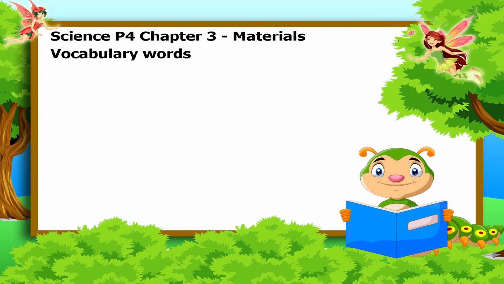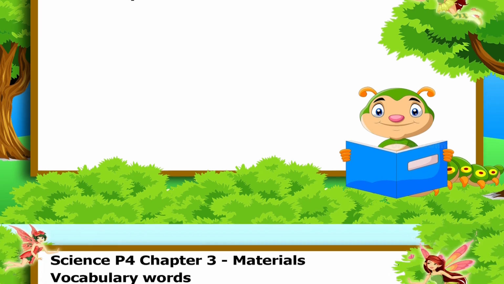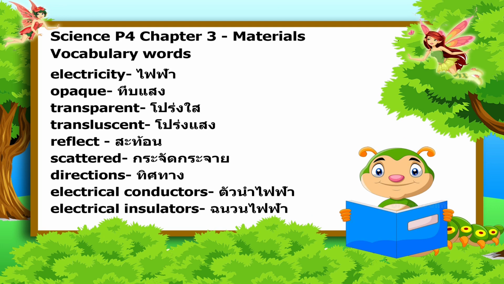Here are some vocabulary words that we need to know before we begin this lesson. First we have electricity, opaque, transparent, translucent, reflect, scattered, directions, electrical conductors, and electrical insulators. Please feel free to pause this video and copy these vocabulary words in your notebook, and refer to them anytime you need to as we go along with our lesson for today. Okay?